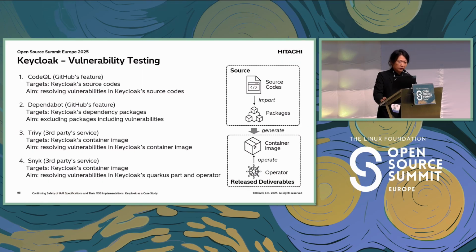And next, I'd like to talk about vulnerability testing in the Keycloak project. The Keycloak project uses the following four tools: CodeQL for the Keycloak source code, Dependabot for Keycloak dependency packages, Trivy for the Keycloak container image, and Snyk for the Keycloak container image and Keycloak's Kubernetes operator.